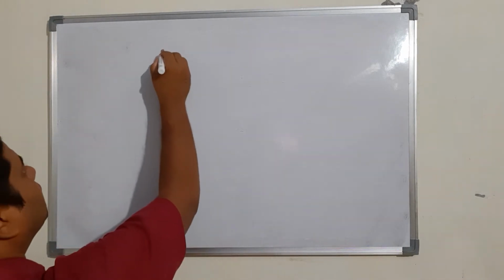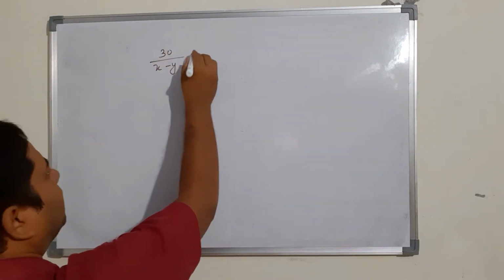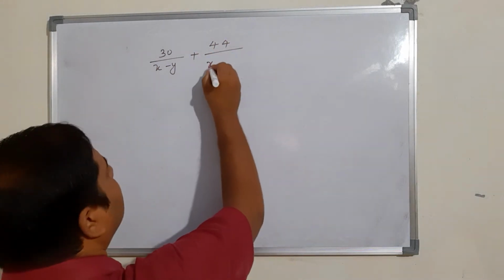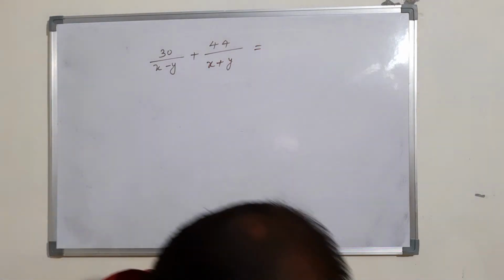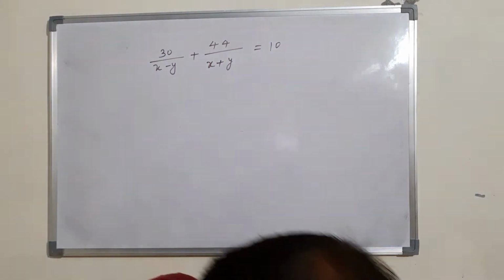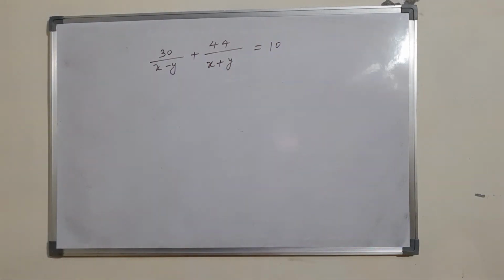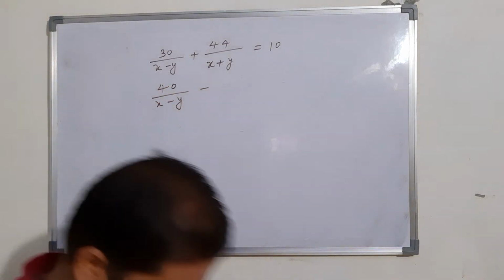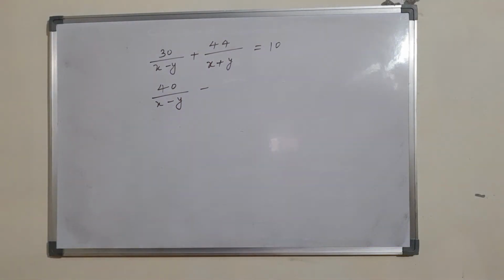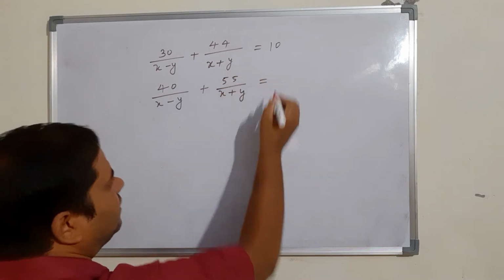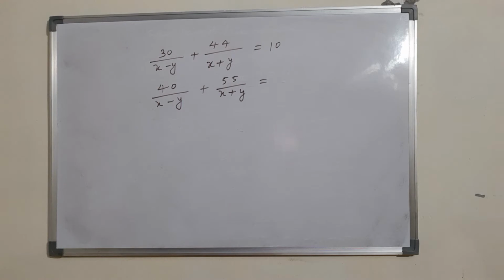30 upon x minus y plus 44 upon x plus y is equal to 10, and 40 upon x minus y plus 55 by x plus y is equal to 13.